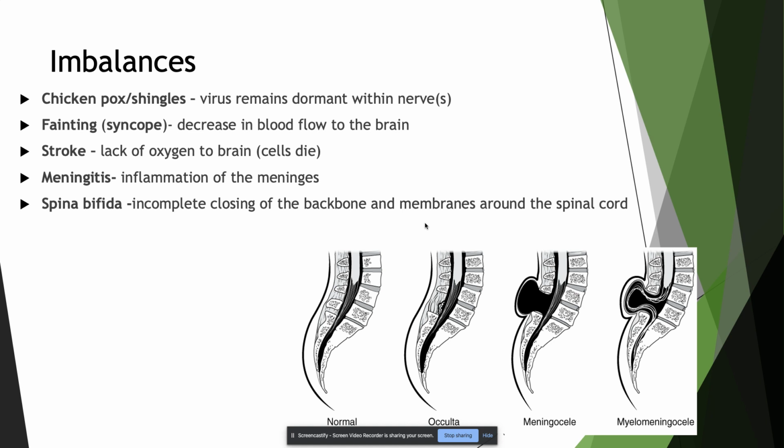There are various forms of meningitis, or inflammation of the meninges, and spina bifida, which is an incomplete closing of the backbone and membranes around the spinal cord. Spina bifida is not as common because the recommendation for pregnant women or women planning to become pregnant is to increase their intake of folic acid.